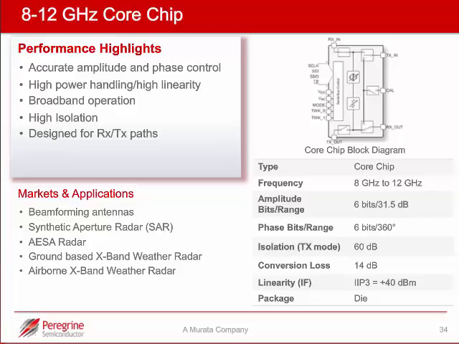And some of the key specs, it is 6-bit accuracy or resolution on both amplitude and phase. So we have coverage of 31.5 dB attenuation, and that translates to half a dB resolution. And then 360 degrees, and the 6-bit resolution is 5.6 degrees. Very good isolation of 60 dB. Conversion loss going through the switches and through the phase and amplitude control is 14 dB, and linearity is plus 40 dBm for an input IP3.